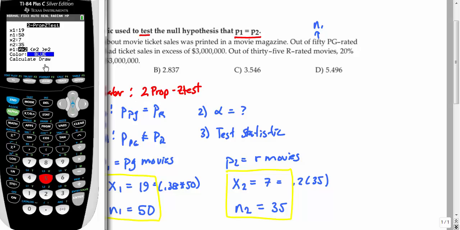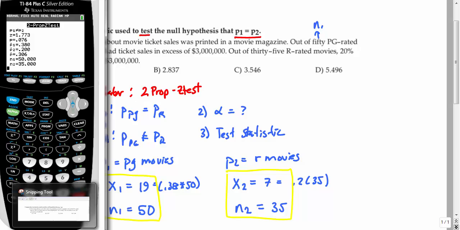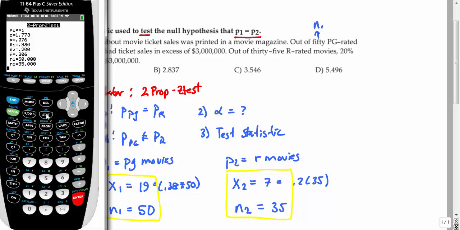Okay, so now what we're trying to come up with is whether this is a two-tailed test or not, and it is a two-tailed test. We can see that from our alternative hypothesis right here. So I scroll down and hit calculate, and there's my test statistic, 1.773. So let's go ahead and screenshot this and put that in. And again, just one more time, test statistic, 2 proportion z-test.